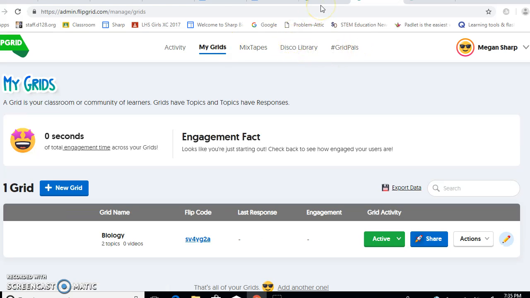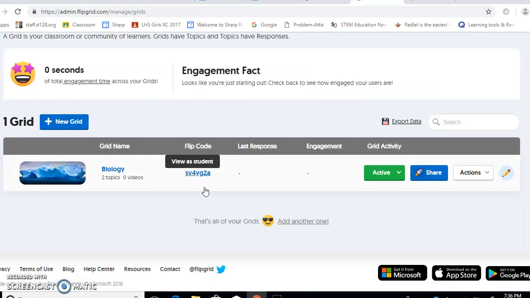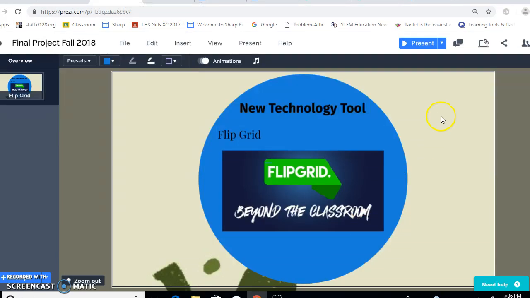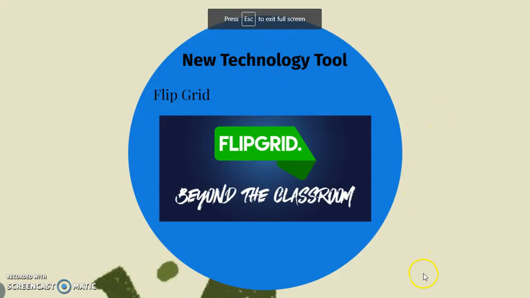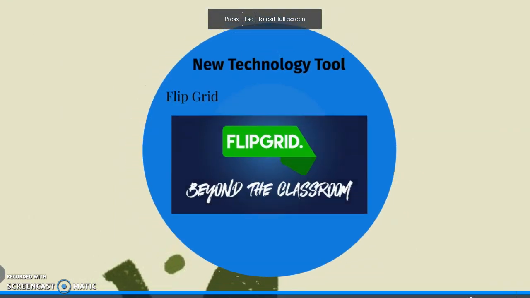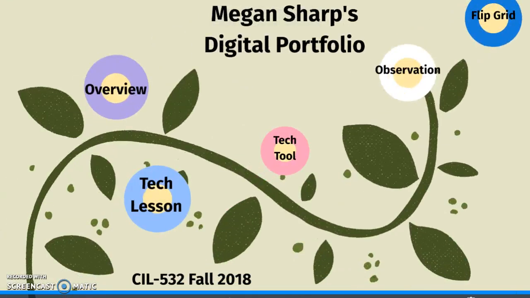It's just an interesting, different way of sparking conversation within the classroom and getting the kids talking and interacting with one another, and getting them engaged with interesting topics, because there's a lot of interesting current topics in science. Okay, so that is my digital portfolio.